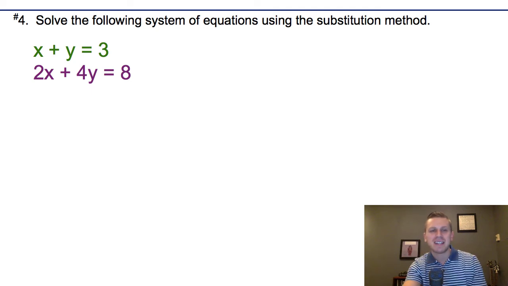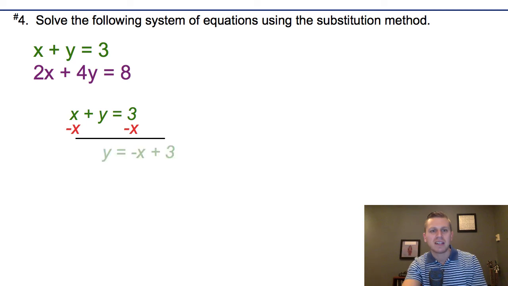First step here is I need to have either y equals or x equals, and for the first time I don't. If I look at the first equation, it's going to be pretty simple to get x or y by itself. I'm just going to rewrite it here. If I want to get x by itself, I could subtract y from both sides. If I want to get y by itself, subtract x from both sides. That's exactly what I'll do. If I subtract x from both sides, I get y equals negative x plus 3.